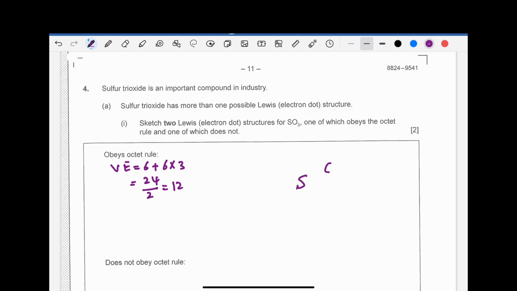So put oxygen atoms around sulfur, connect them with a bond, and distribute the remaining electrons on the outer atoms, in this case oxygen, until they have 8 electrons. So I'll start with the first one. 2, 4, 6, and 2, 8. 2, 4, 6, and 2, 8. 2, 4, 6. For sulfur to have 8, I need to create a double bond between sulfur and oxygen. So this structure follows the octet rule, both for oxygen as well as for sulfur.